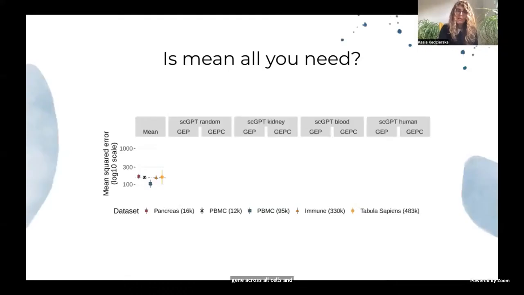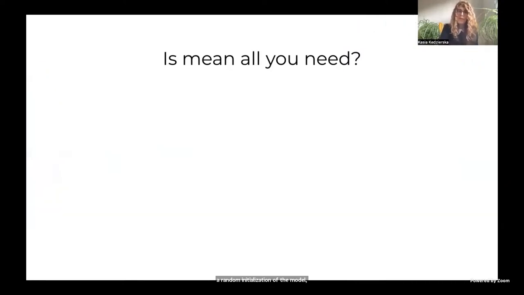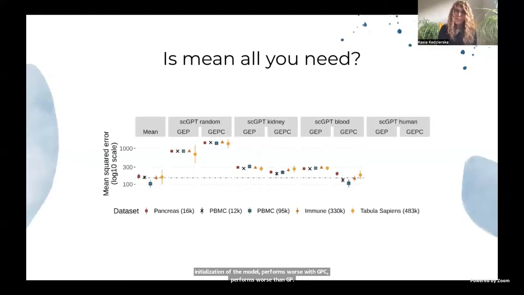So here we plotted in the dashed line the median across all the datasets for the mean bin prediction. And if the model performs better, those values are going to be below the line. And if the model performs worse, the values are going to be above the line. And what we see, as expected, is that scGPT random, which is a random initialization of the model, performs worse, with GEPC performing worse than GEP. However, when we look at scGPT kidney and scGPT blood, which are variations of scGPT pre-trained on kidney and blood datasets, we see that those values improve over a random model.